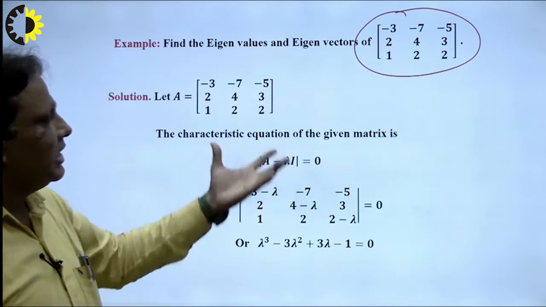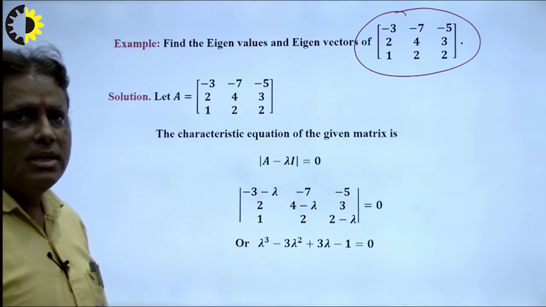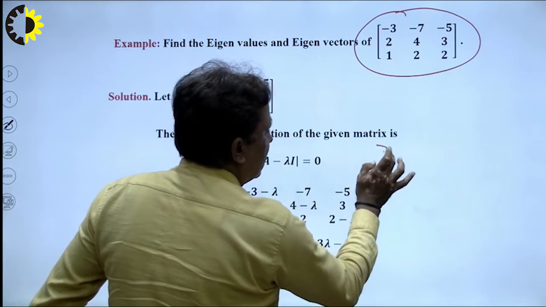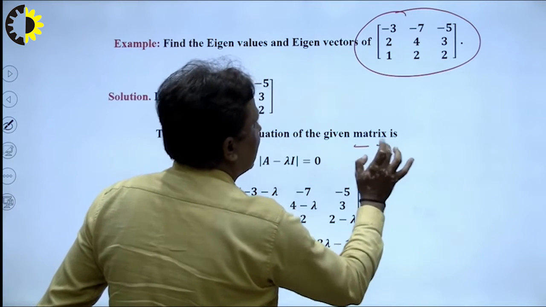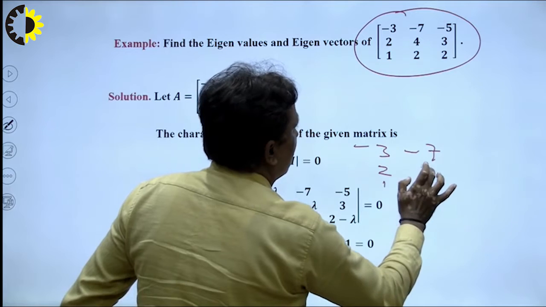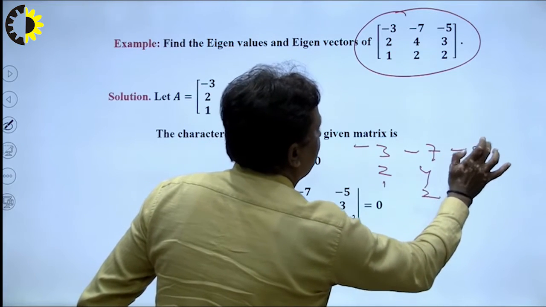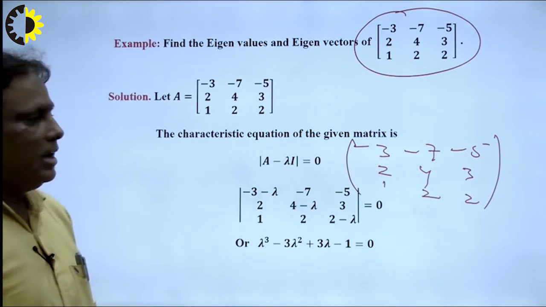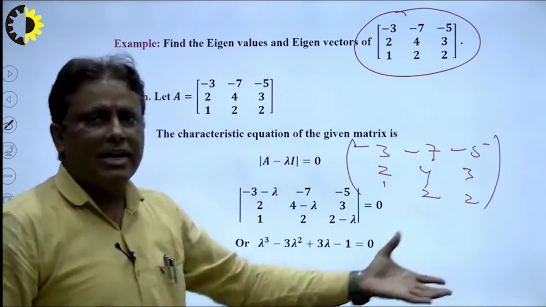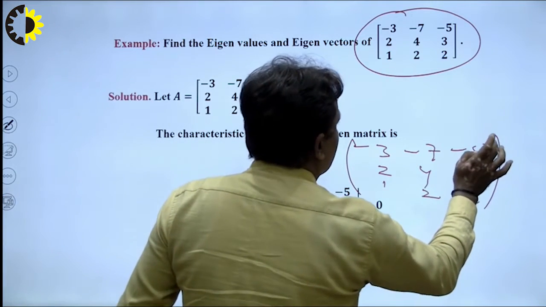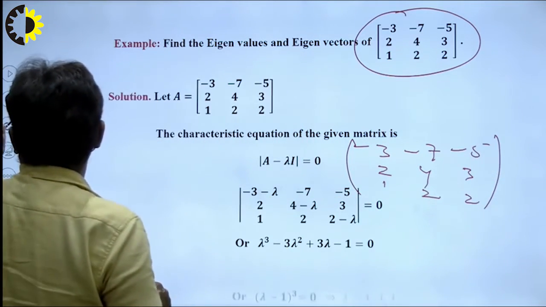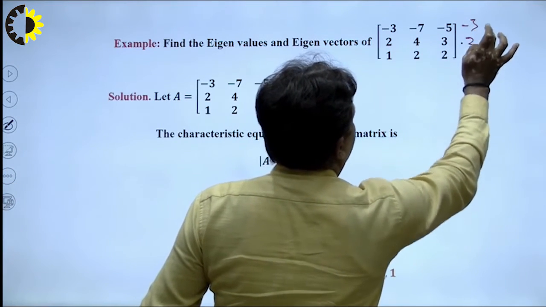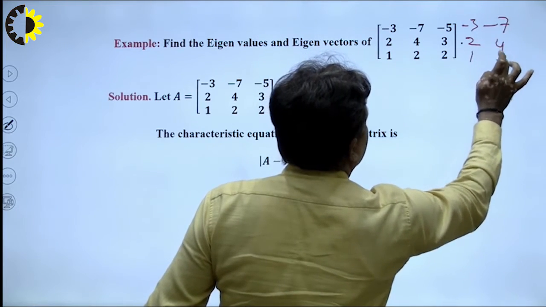In the previous lecture I explained how to get the determinant of a square matrix in minimum time. Let me recall: I write the given matrix, 4, 2, minus 5, and 3, 2 here. Then I repeat the first two columns again. The first two columns will be minus 3, 2, 1, minus 7, 4 and 2.